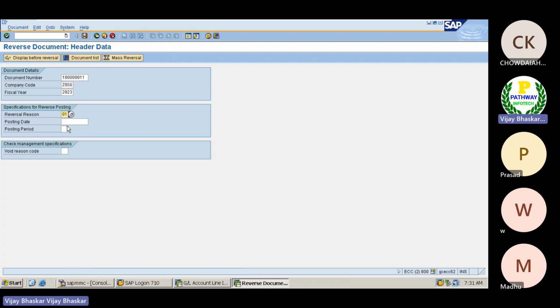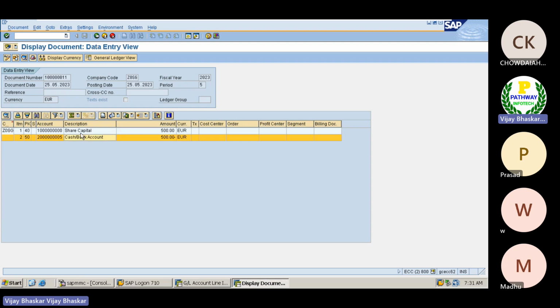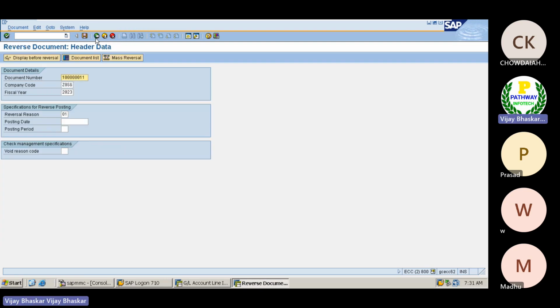Then posting date and posting period are not required. When the document has been posted, the system automatically considers them. But if you want to see the document before reversing, just click on display. See, now this is the document we want to reverse. Go back. Then click on save. See, now document 10014 was posted in the company code. Let me go back and see.